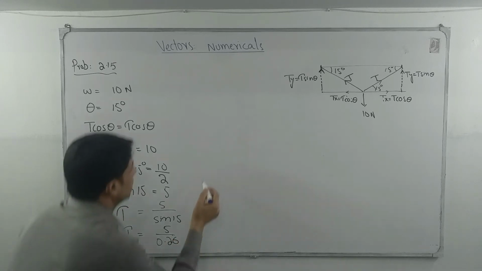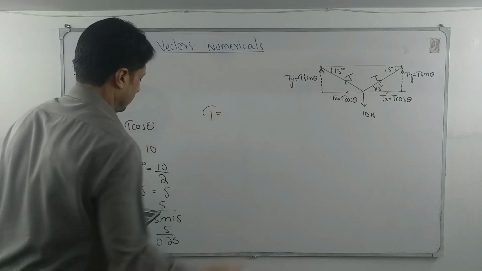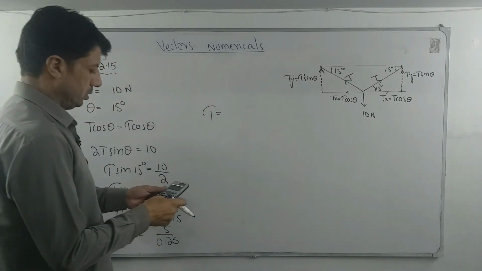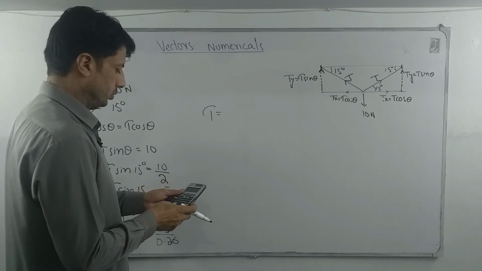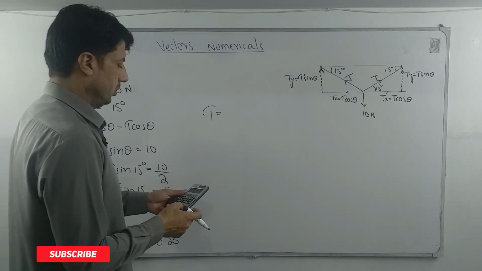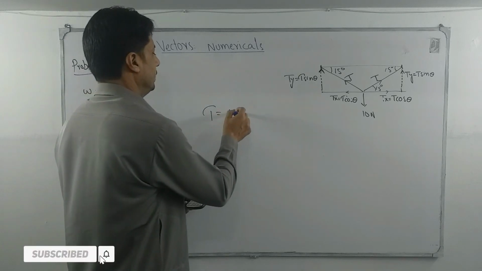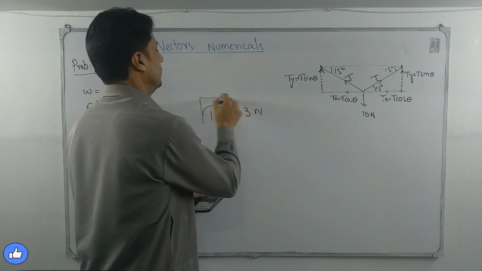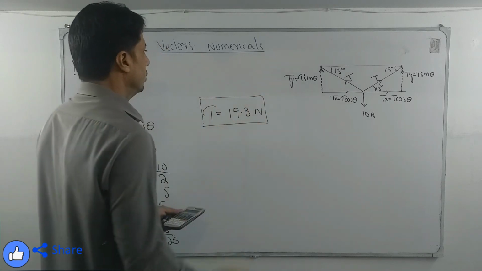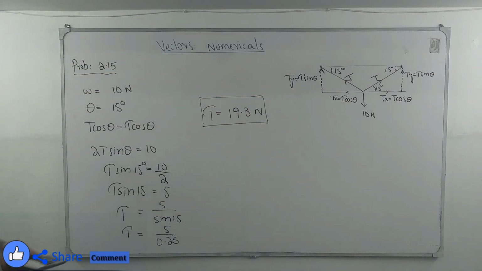Then finally we get the tension in the string as 5 divided by 0.26, and we get the answer 19.3. 19.3 Newton is finally the answer of this question. So this was problem number 2.15.